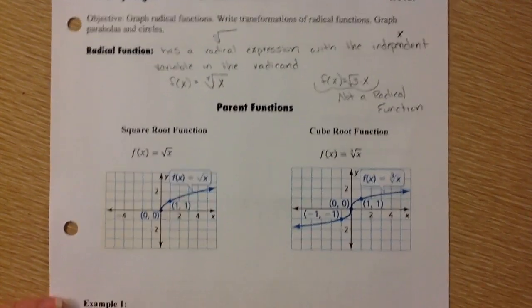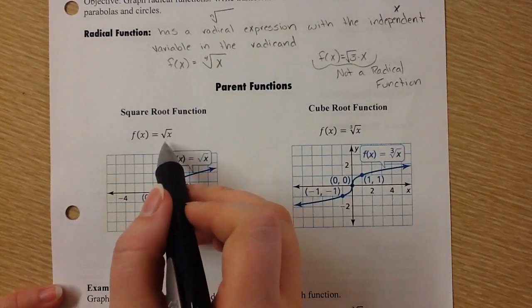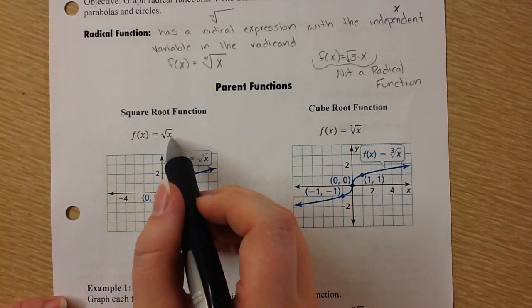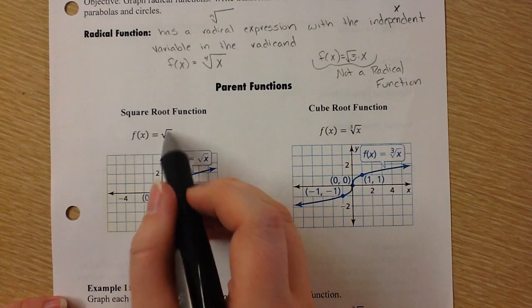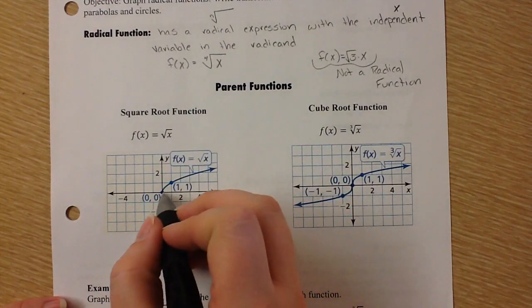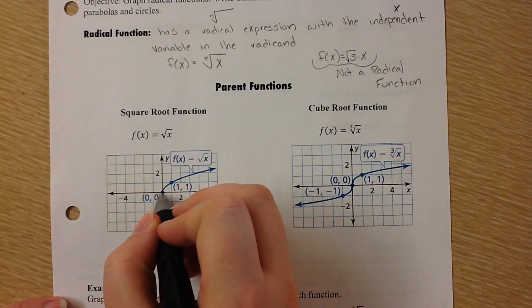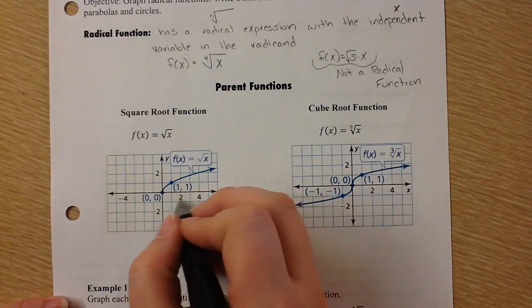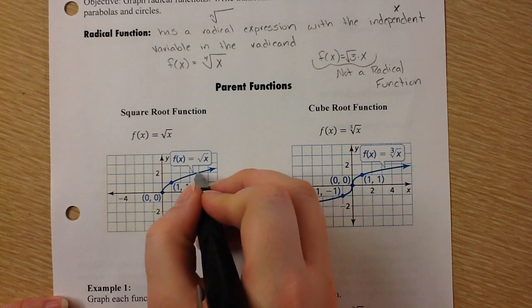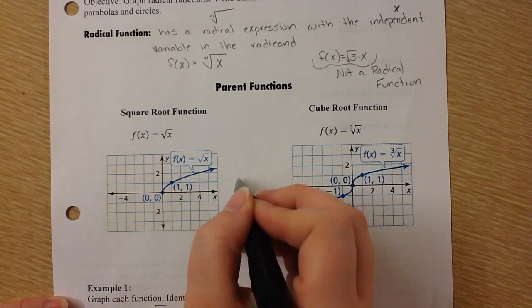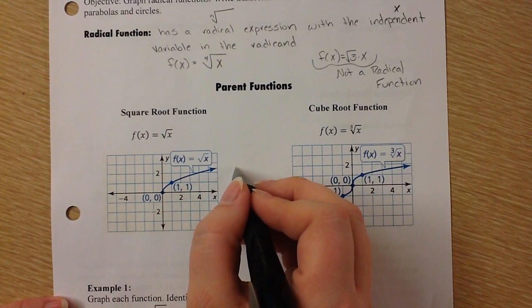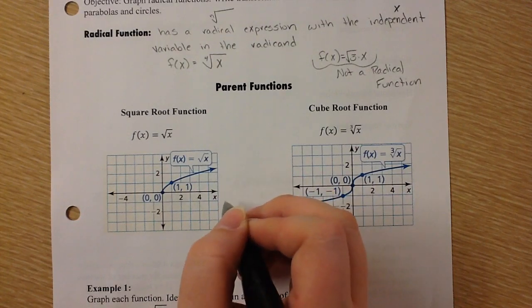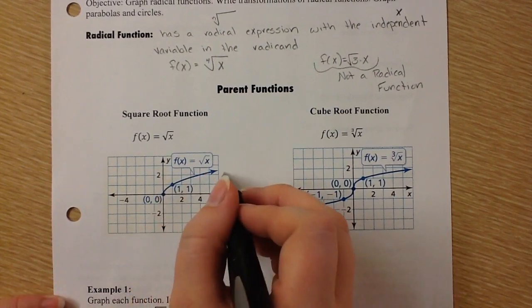So if we look at our general square root function, our most basic radical function, whatever we put in, we take the square root of that. So when we put in a 0, the square root of 0 is 0, the square root of 1 is 1, the square root of 4 is 2, the square root of 9 is 3. So there's our general square root function.